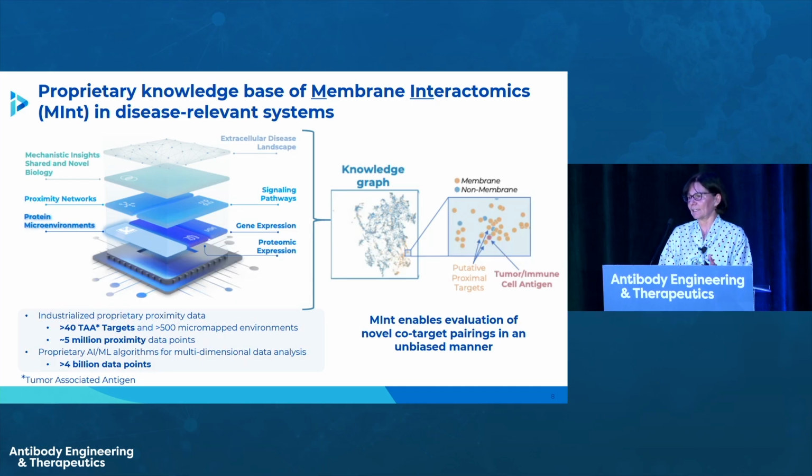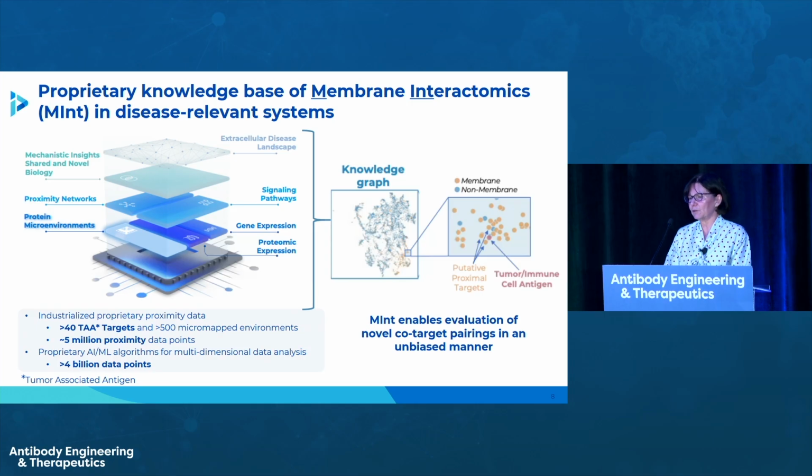And all of this basically gets consolidated and is displayed on what we call a knowledge graph, which is really just like a t-SNE plot. It's taking all of this multidimensional data that you see on the left-hand side there and presenting it in a two-dimensional space. And out of these knowledge graphs, then, we evaluate these novel co-target pairings in an unbiased manner, and we apply this towards selecting, ideally, co-target pairs to generate reagents and tools against and understand whether they have therapeutic value.